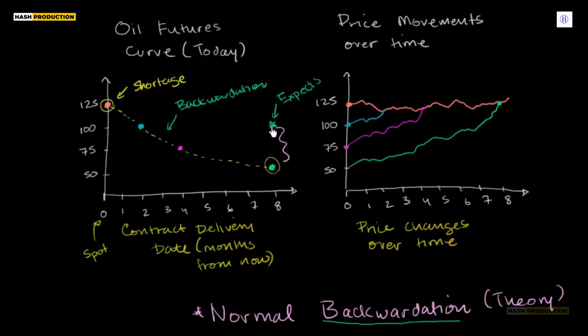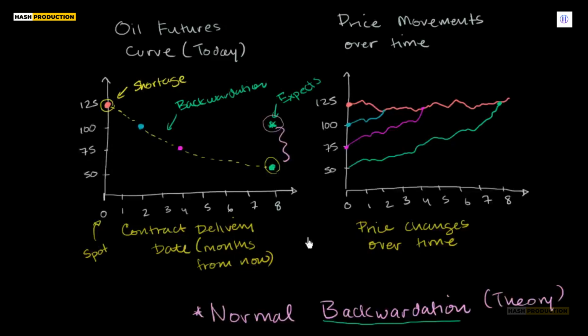But this is actually not observable, because you can't go and survey everyone and figure out what the actual expected price is. And you can see that they're often one and the same. The expected price was here. You had an inverted futures curve. That's why they called this curve or this market in backwardation.